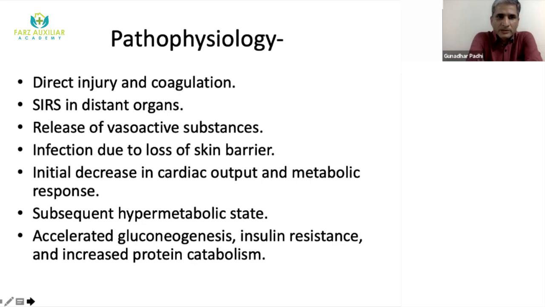So what happens when there is a burn to the tissues and the direct injury happens? In those cases, there can be release of vasoactive substances locally at that particular area. Because of the release of the vasoactive substances, there can be a lot of inflammation at that local area, and that also leads to release of the chemical mediators. Because of that, a SIRS response happens in distant organs like the liver, kidney, the heart, the brain, the blood vessels, and the microcirculation. And because of that, the person suffers from a severe SIRS response.